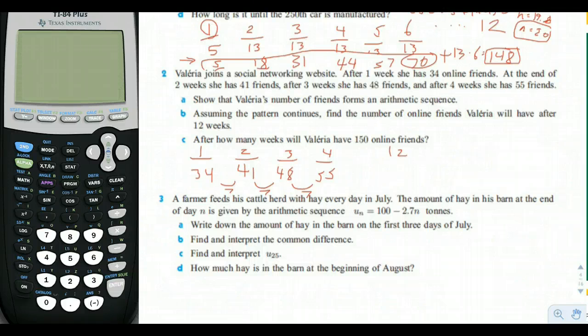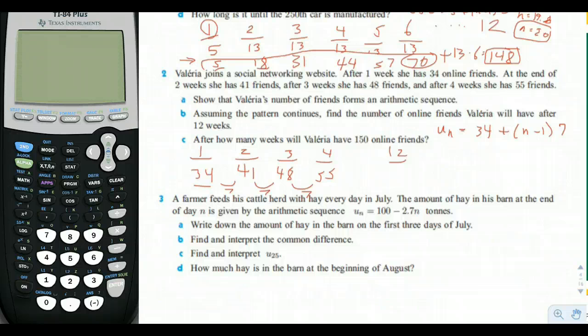Assuming the pattern continues, find the number of online friends Valeria will have after 12 weeks. Okay. So let's try to make the general term formula. And we'll put Un is equal to, and let's say that first we'll use 34 here, and then we'll have n minus 1, and then we'll have the d of 7. Now does this work? Let's try to get the second month's number using this. So we have 2 minus 1 is 1, times 7 is 7. 34 plus 7 is 41. Yeah, that works. So I think that's right.